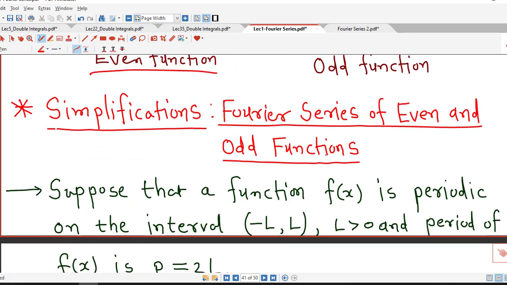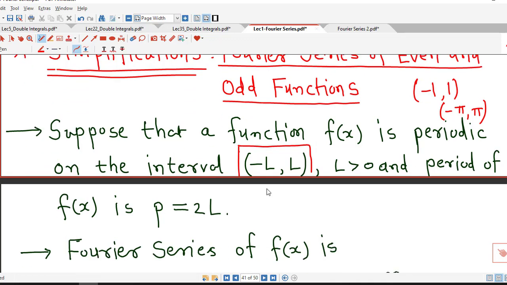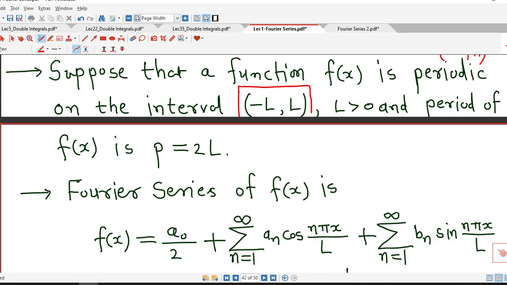Now if our function is either even or odd, then we can simplify the Fourier series, but we will use these simplifications only if our function is given on an interval of the type -L to L. That means intervals like -1 to 1 or -pi to pi, where the endpoints of the interval are negatives of each other. For such intervals, if our function is even or odd, we can reduce our work, which we are going to discuss.